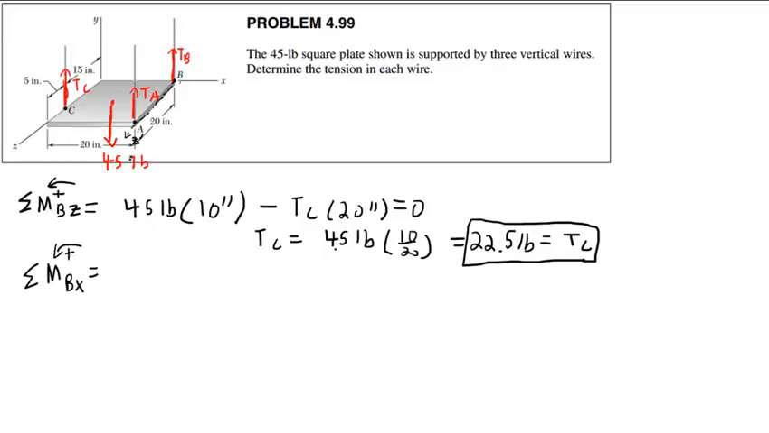Yes. Okay, so anyway, let's see. I'm just going to use the perpendicular distances to the x-axis, and applying the right-hand rule, this one and this one are going to be negative, and this one is going to be positive. So I'm going to have TC times a distance of 15 inches, minus TA times a distance of 20 inches.